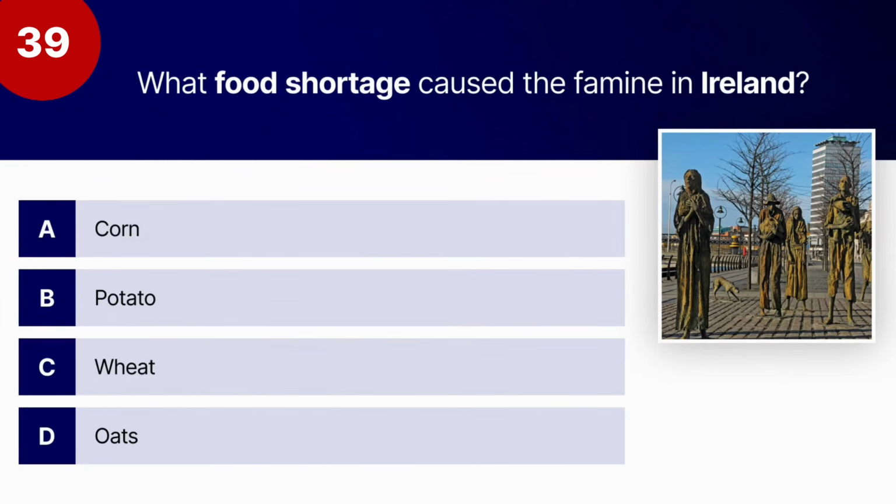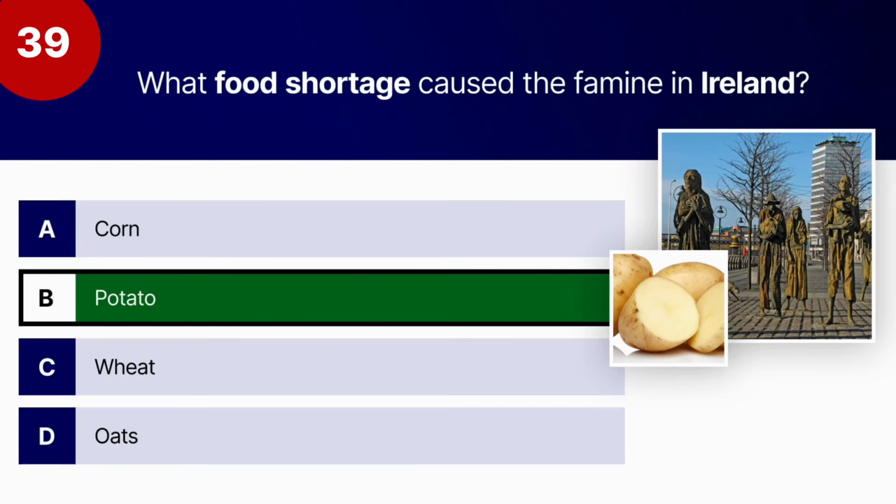What food shortage caused the famine in Ireland? A. Corn, B. Potato, C. Wheat, D. Oats. The answer is B. Potato.